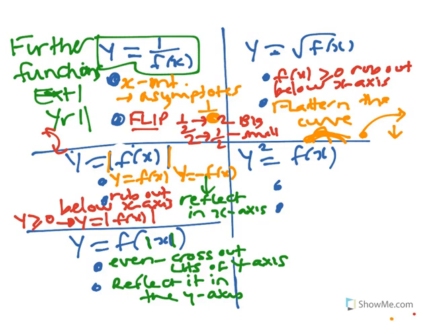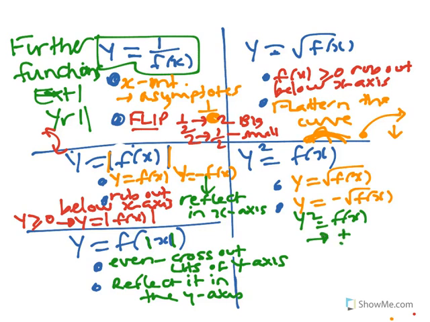Okay, the next step. All right, y squared. So y squared's pretty simple because basically what you have to do is you draw y equals root f of x, then you draw y equals minus root f of x. And the reason that you do that is because when you've got y squared is f of x and you square root it, that would be plus or minus the square root of that.